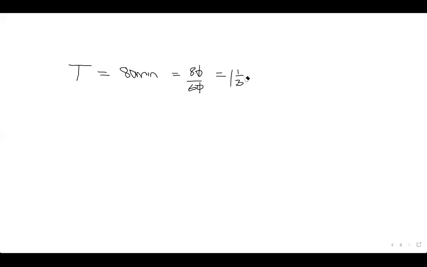What did you get? Actually, when you get 8 divided by 6, it's 1 out of 3. Oh, yeah, 1 out of 3, when you simplify it. Okay. So this is your time in hours.